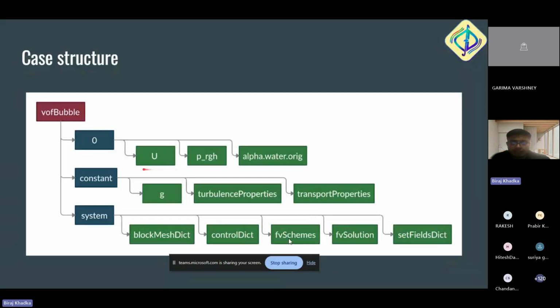Inside fvSchemes, we can mention the different discretization schemes for the convection term, divergence term, etc. Inside fvSolution, we can define the smoothers, solvers, and relaxation factors, and so on. Another difference from a non-multiphase solver setup is the presence of setFields. So we can initialize the fields for different fluids inside the setFieldsDict.